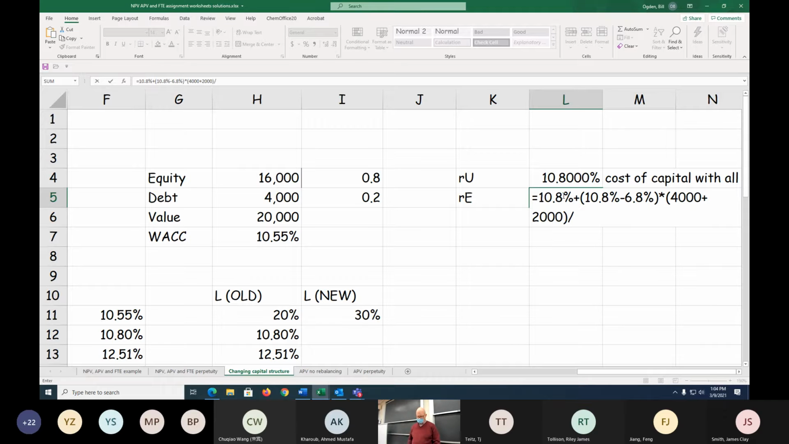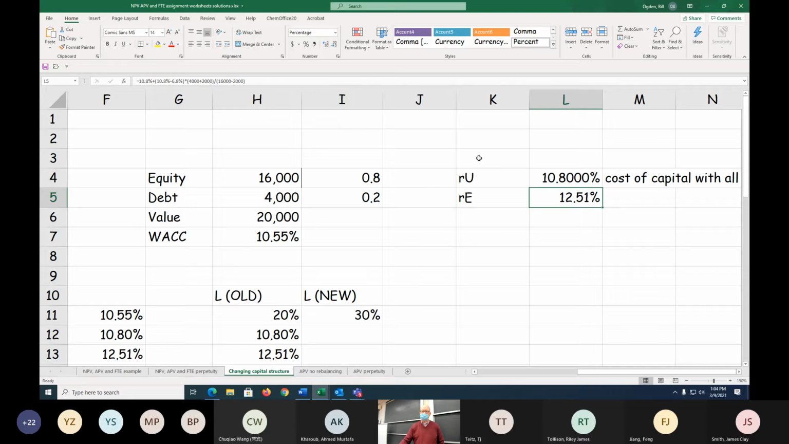All right. Okay, and then what do we do to the equity? It was 16,000. We're going to buy back $2,000 worth of shares. You see what we did? Added 2 to the debt, took out 2 from the equity, correct? All right, and there's my new RE. So it's 12.51%.